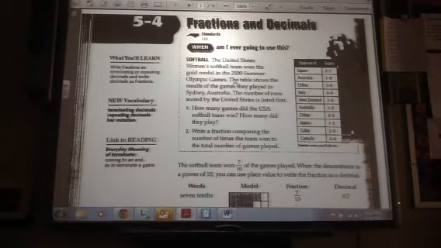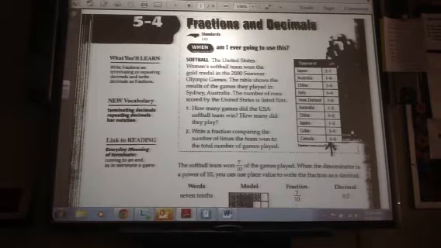First of all, let's go down to here. The table shows the results of the games they played in Sydney, Australia. The number of runs scored by the United States is listed first. So this is always, it's not showing up very well in there. The first number is how many runs we scored, that the United States scored. So the question is, how many games did the USA softball team win?